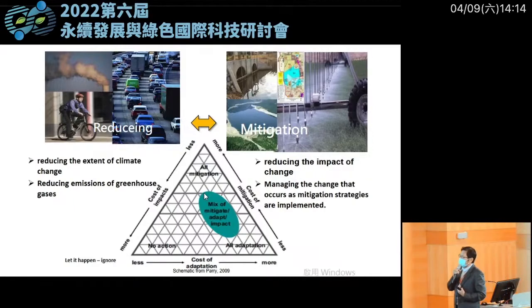In fact, my major is how to mitigate and adapt to extreme weather. Now, because I'm the dean of the center, I also need to focus on the topic of reducing climate change. Okay.